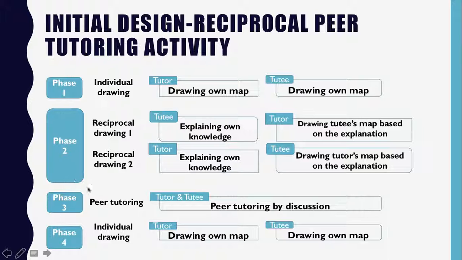And in the third step, they will do peer tutoring based on this by discussion and using the map. And at the end of the activity, I would like to make them draw the concept map again for reflection about their learning, and also for my data.